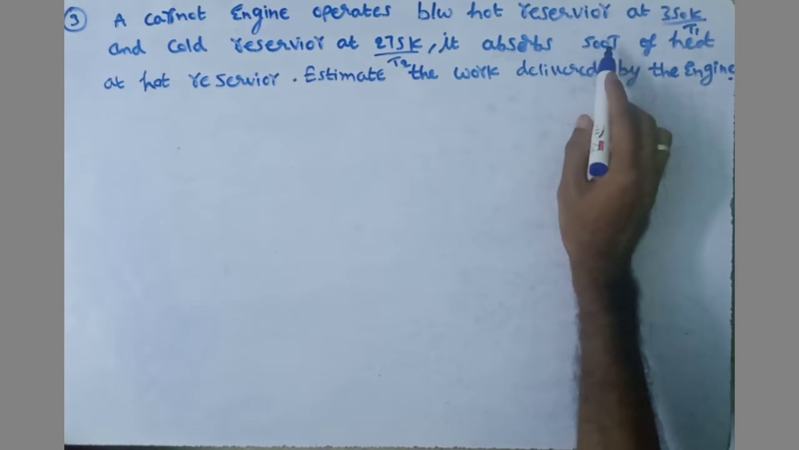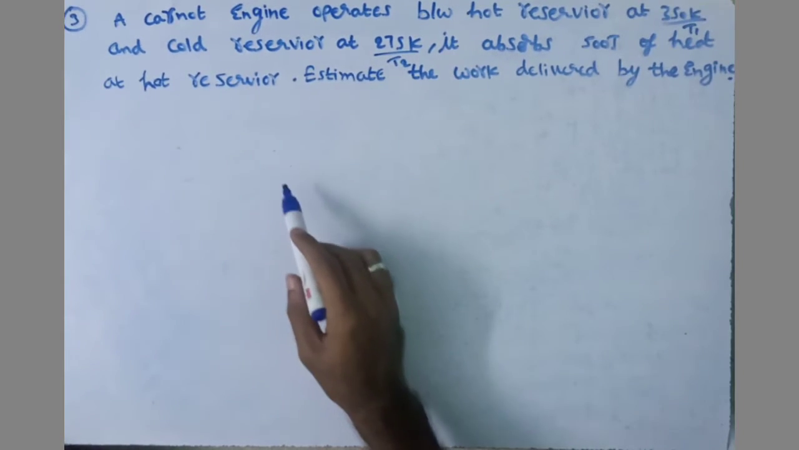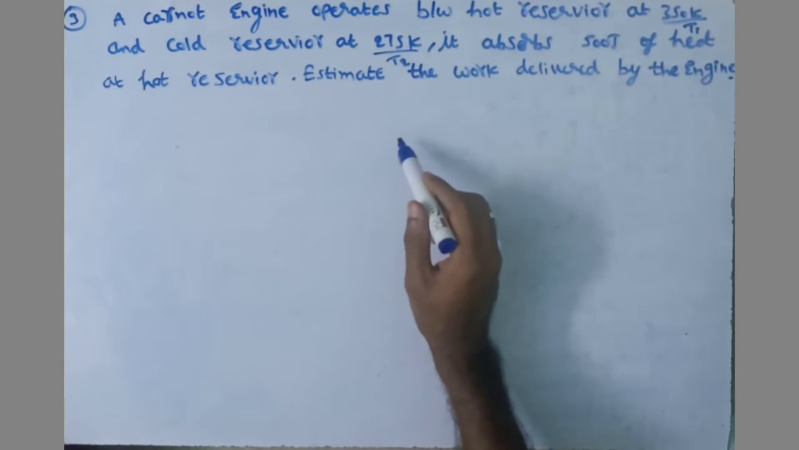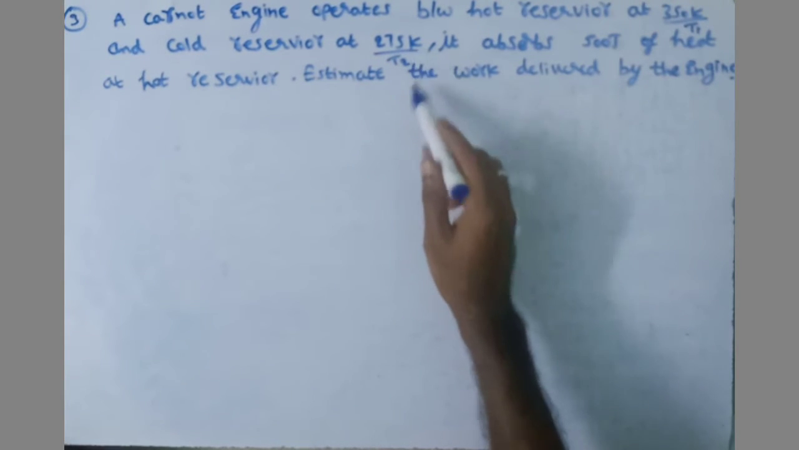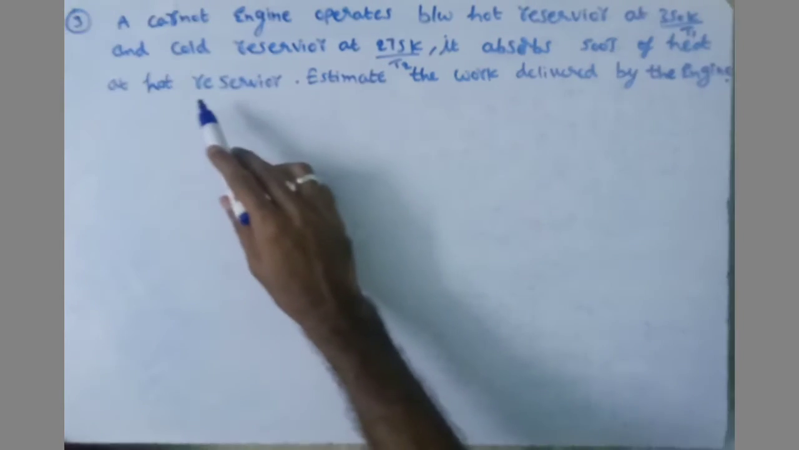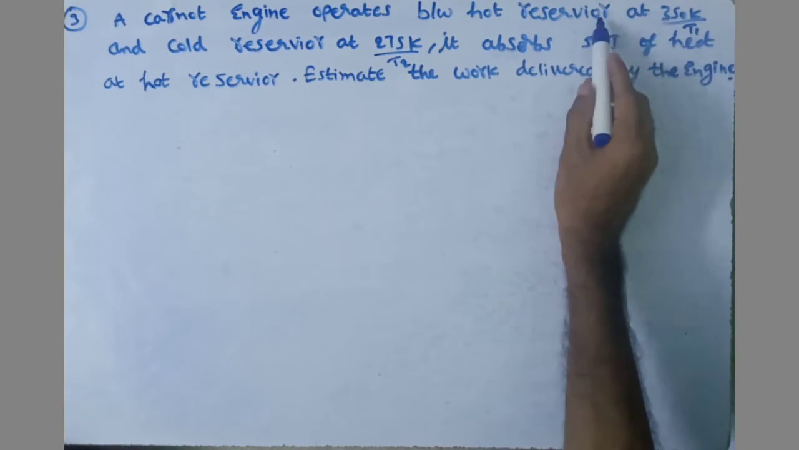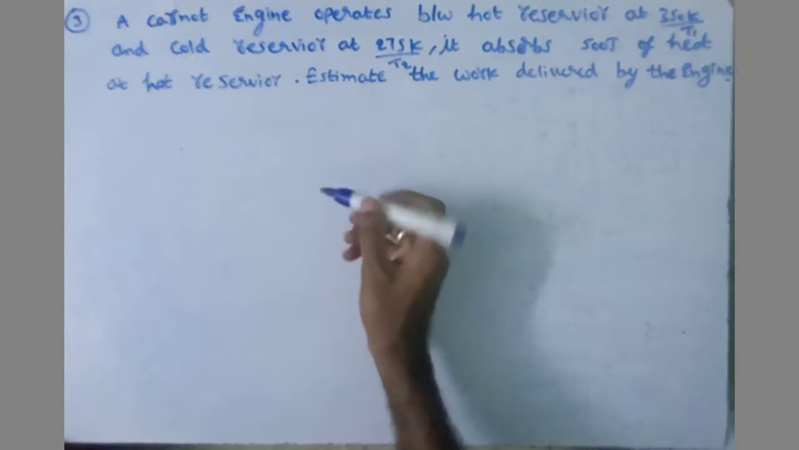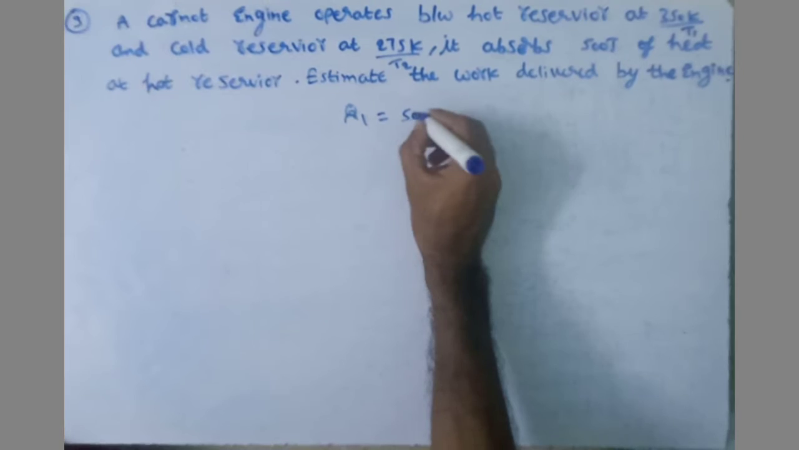It absorbs 500 joules of heat at the hot reservoir. Hot reservoir means source and cold reservoir means sink. So the hot reservoir temperature is T1 and the cold reservoir, the sink temperature, is T2. The temperature is T1 at the hot reservoir, the source, and it is absorbing 500 joules of heat energy there. So it is considered as Q1, which is equal to 500 joules.